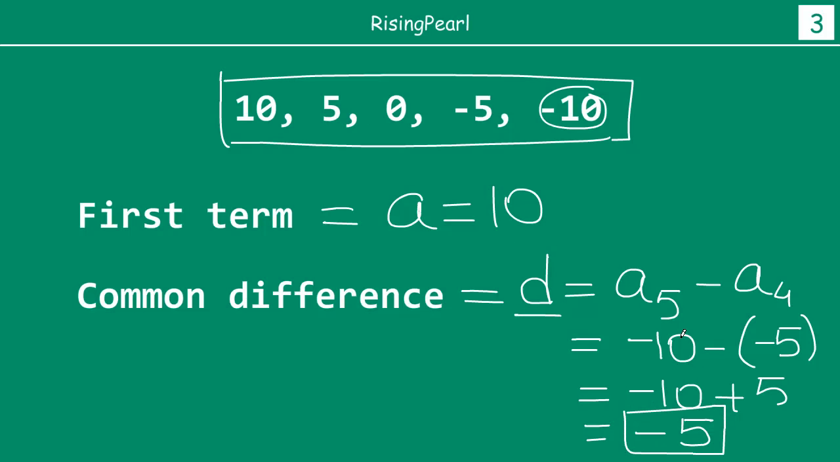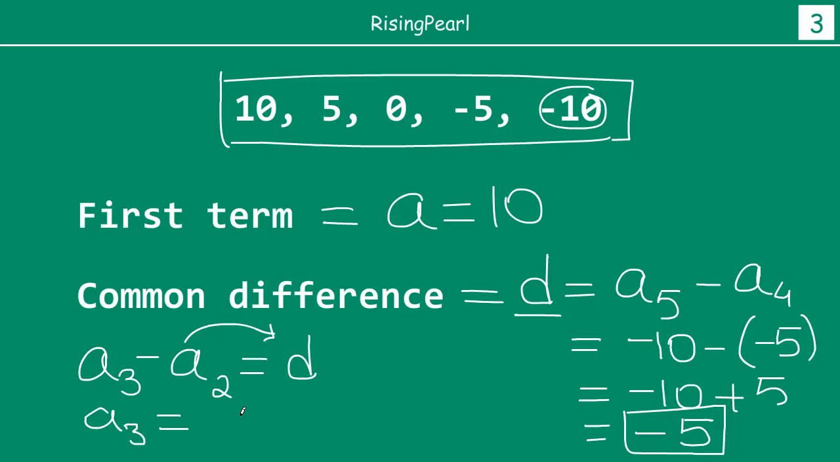So friends, I also just wanted to highlight one other quick thing, which is that if you look at any term, let's say this term, the third term, then third term minus second term is equal to common difference. So if you take this to the other side of the equation, you will have the third term as the second term plus common difference.